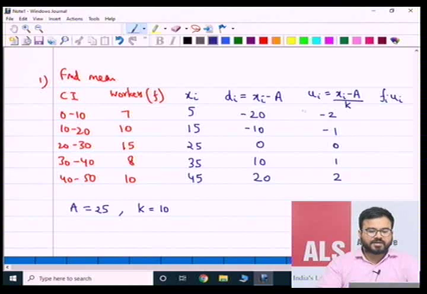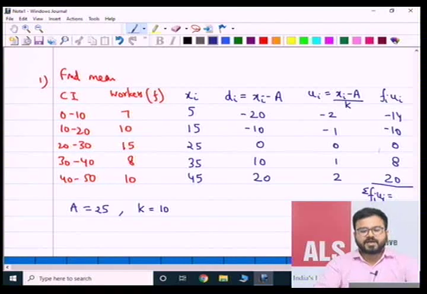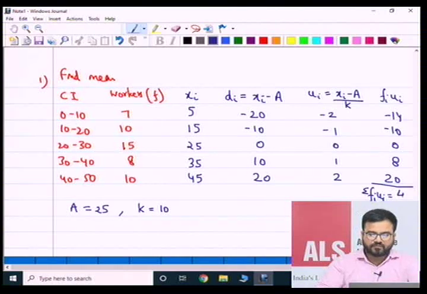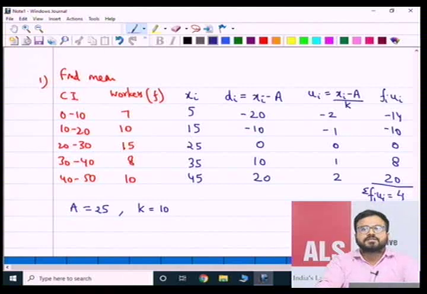So 7 into negative 2, negative 14, then negative 10, 15 into 0 is 0, 8 into 1 and 10 into 2. Now add this. So sigma fiui. When we add this one, so this is 28 and this is minus 24. So 28 minus 24 is only 4. So the summation is 4.